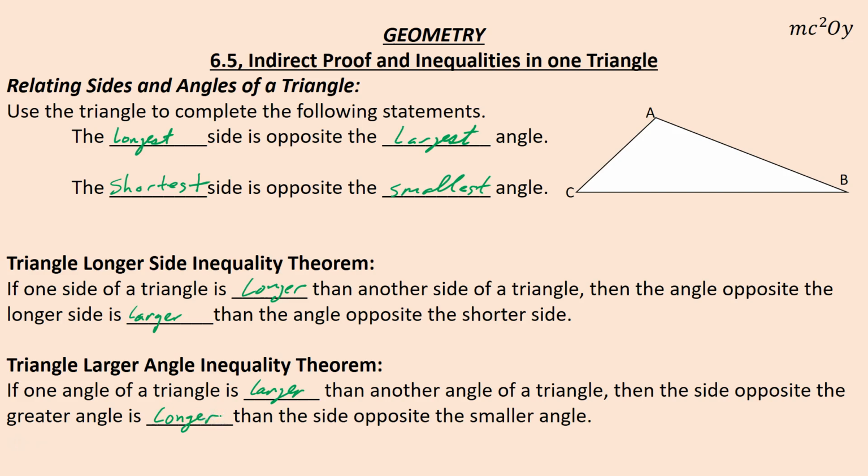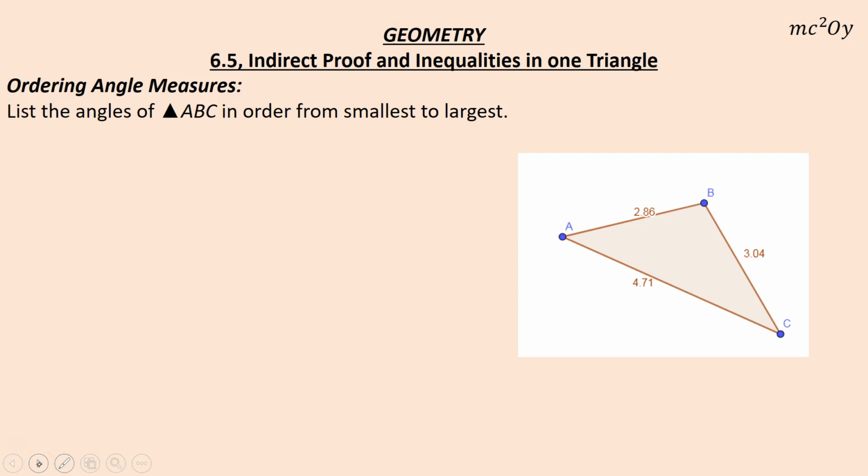Than the side opposite the smallest angle. Okay, so that's triangle larger angle. All right. Let's go ahead and apply this a bit. List the angles of triangle ABC in order from smallest to largest. So don't get mixed up and go the opposite way and go largest to smallest.